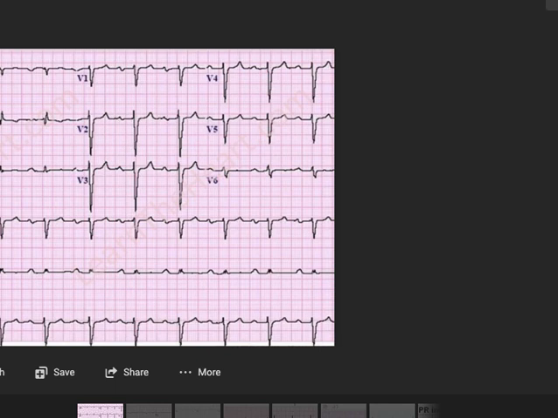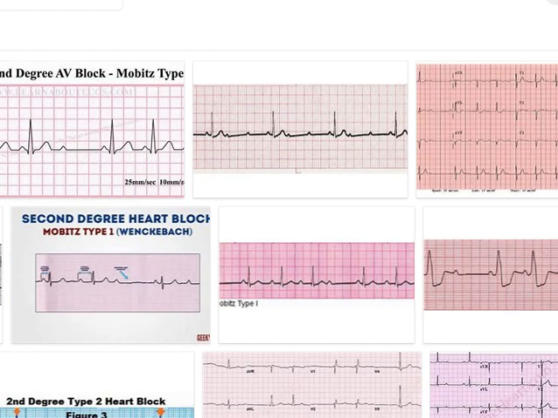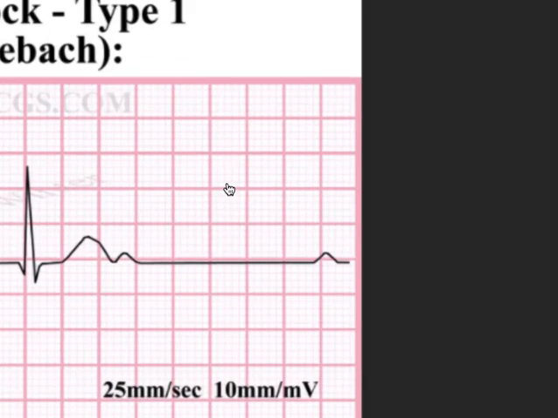Now, I will show you second degree heart block. It is more severe than first degree heart block. In the books it is written that there are two types, but you can say there are three types of heart block. One is called Mobitz type 1, or Wenckebach. One is called Mobitz type 2. For example, you can see this one. This is Mobitz type 1, or Wenckebach.